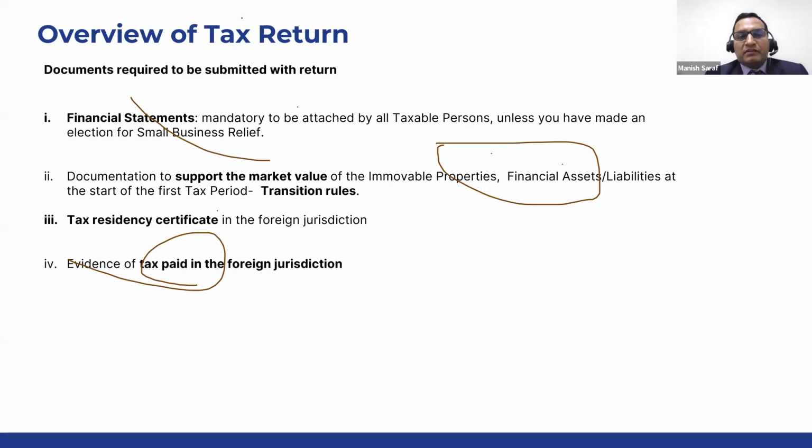Even if your turnover is less than 50 million, you still need to upload your financial statement. The only exception is small business relief. If your turnover is less than 3 million and you are opting for small business relief, then your financial statement need not be uploaded. But all other entities need to upload the financial statement.